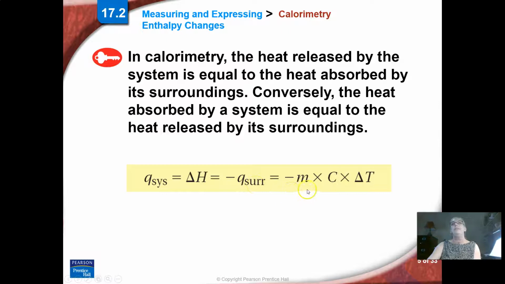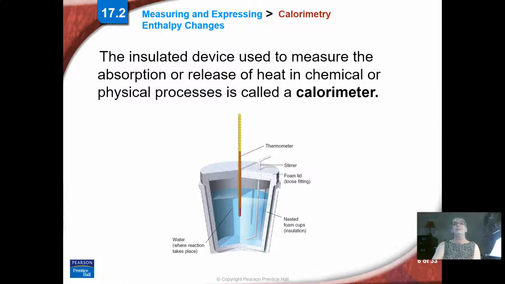Okay, and we're going to use this formula, mass times specific heat times delta T, to figure out that change. Okay, so remember, this is change in temperature, this is specific heat, and this is mass in grams. It is going to give us a Q number, either in calories or joules. And we can also call that delta H.